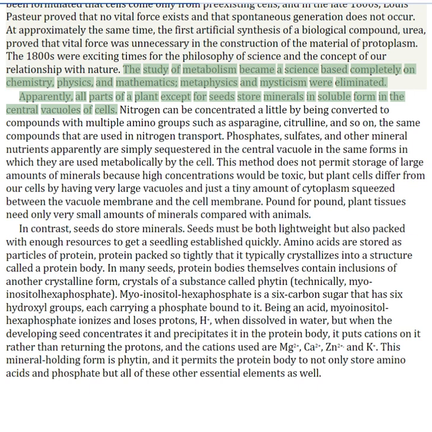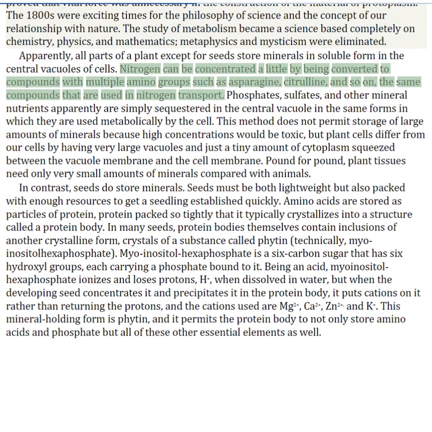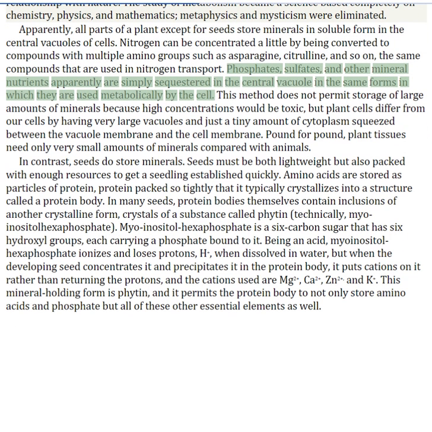Apparently, all parts of a plant except for seeds store minerals in soluble form in the central vacuoles of cells. Nitrogen can be concentrated a little by being converted to compounds with multiple amino groups such as asparagine, citrulline, and so on, the same compounds that are used in nitrogen transport. Phosphates, sulfates, and other mineral nutrients apparently are simply sequestered in the central vacuole in the same forms in which they are used metabolically by the cell.